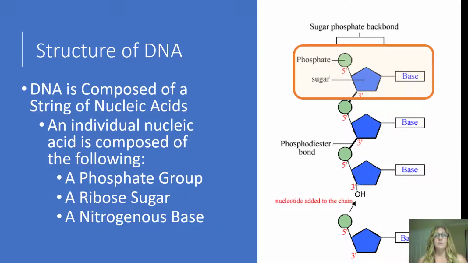Let's take a moment to review the structure of DNA before we continue. DNA is composed of a string of nucleic acids. An individual nucleic acid, like shown here, is composed of a phosphate group, a ribose sugar, and a nitrogenous base.